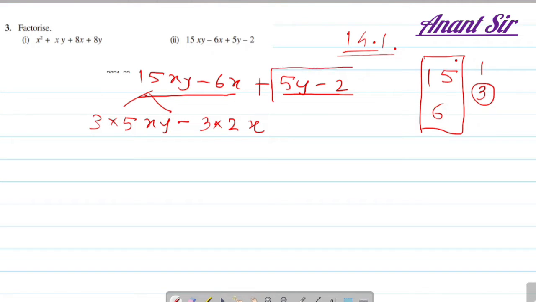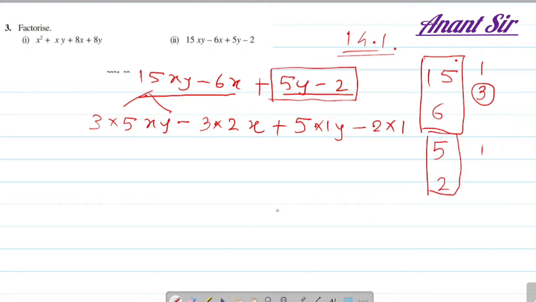Now in the last two terms, you can see between 5 and 2 there is only 1 as the common factor. There is no other number which divides both the terms. So you have to write them as 5 times 1 with y and 2 as 2 times 1. Now when we take the first two terms, we have to see what I can take common in the first two terms. What is it that is common in both? It is 3 and 1x.